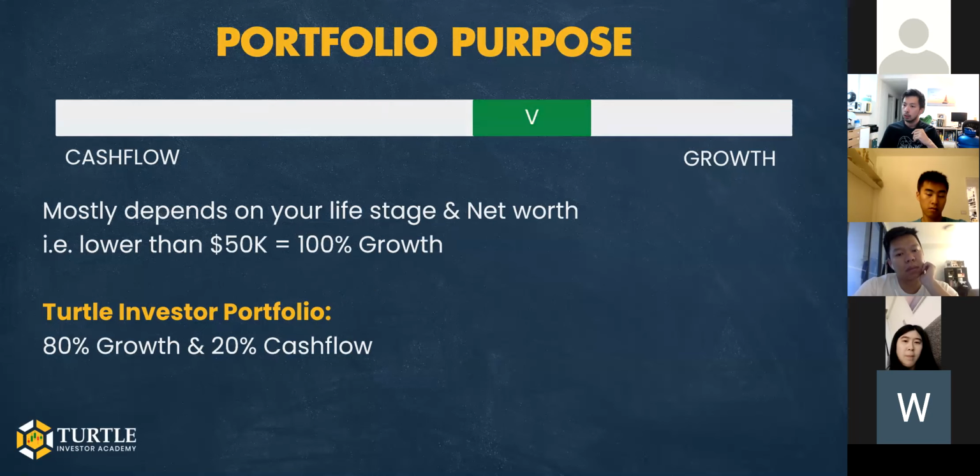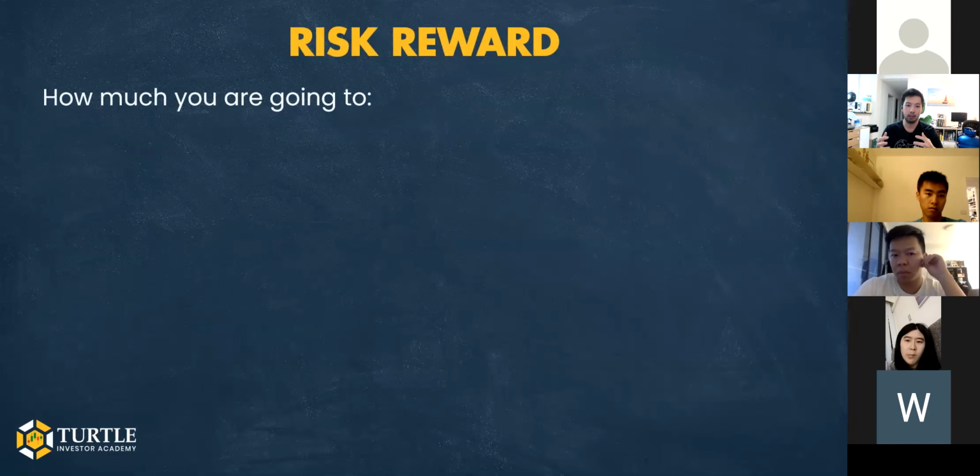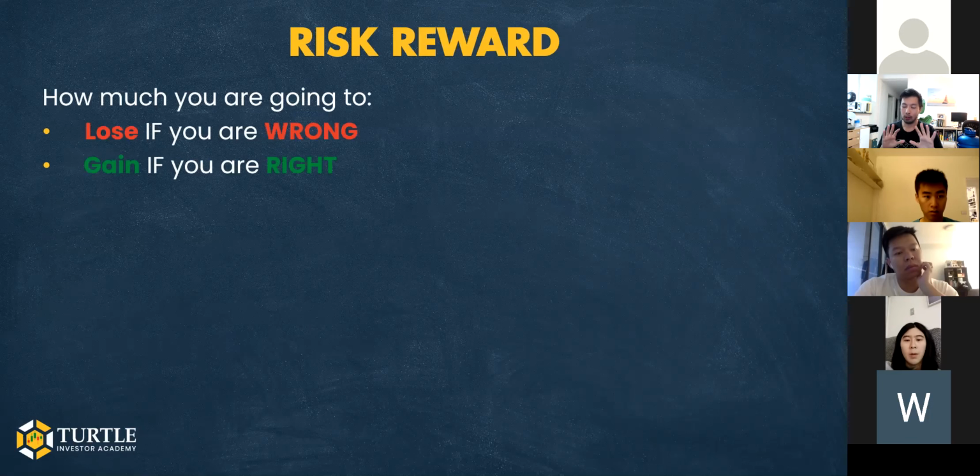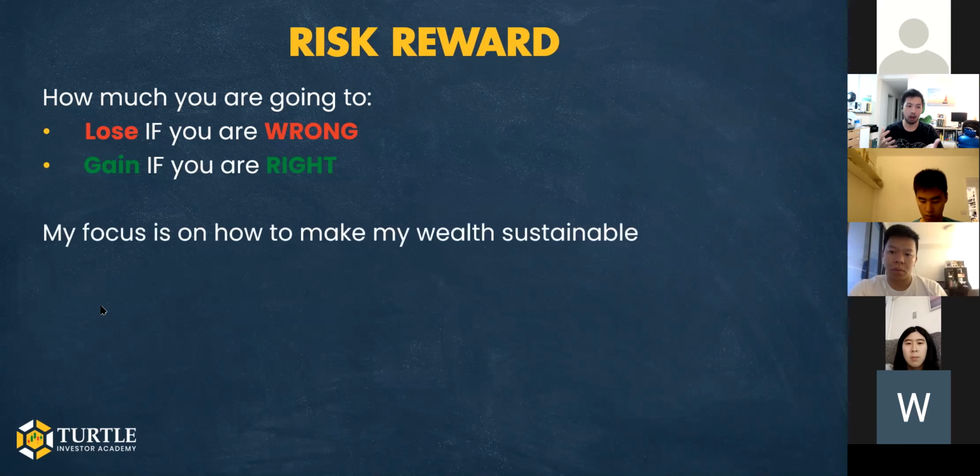In terms of moving on, the next one is risk and reward, right? Risk and reward is very simple. It's all about how much you are going to lose if you are wrong, or how much you are going to gain if you are right. So the most important thing for us is to find a balance, right? And my focus in our Turtle Investor Academy portfolio is how we are able to make our wealth sustainable.